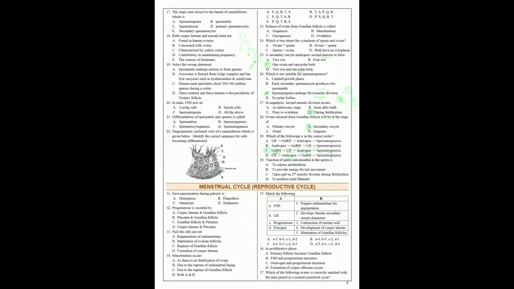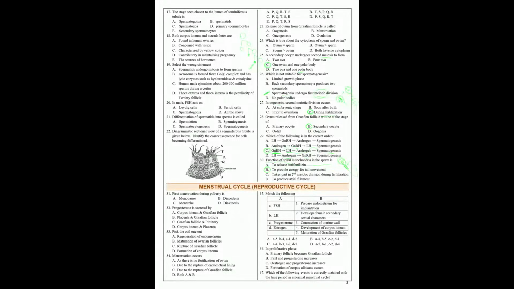Now, the function of spiral mitochondria in the sperm. If this is the sperm here, there will be spiral mitochondria here and then the tail. So this is your sperm: acrosome, nucleus. What is the role of the spiral mitochondria? They provide energy for the tail movement. All right. So this is the correct answer here.